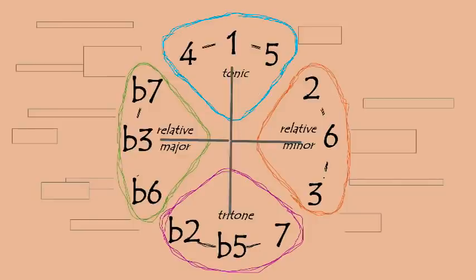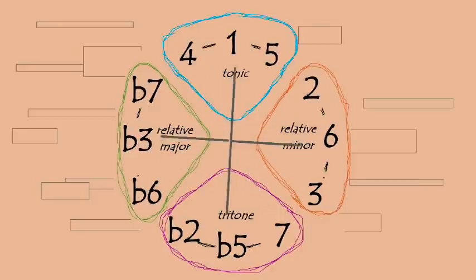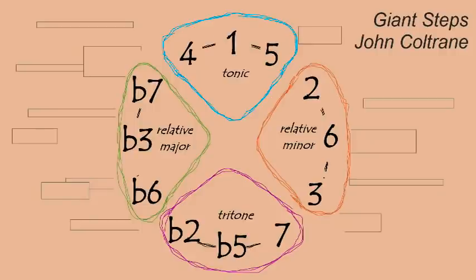The diminished chord shape is symmetrical, so the chord can take the name of any of the 4 notes in it. Each note comes from a different group. And the augmented chord shape is also symmetrical, so the chord can take the name of any of its 3 notes. This is the chord shape that Coltrane explores in Giant Steps.